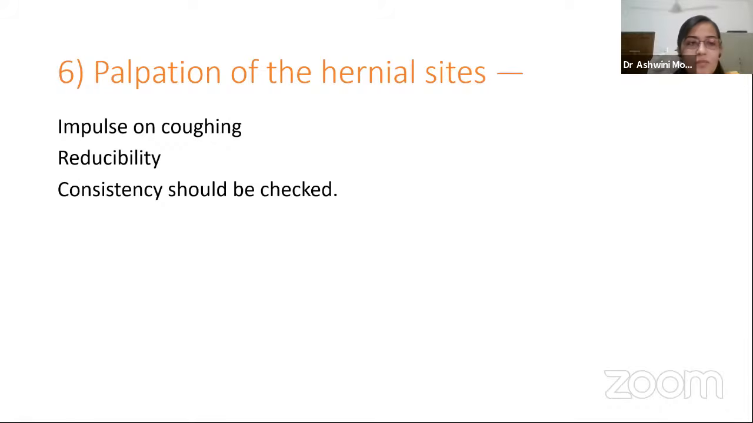Same diagram we have to remember: both inguinal, direct, indirect, femoral, saphenous or umbilical hernia, paraumbilical, epigastric, any incisional hernia is there or not. If the cough impulse is present or if any prominent swelling is present, we have to check for the reducibility of it. Is it reducible or not? And if it is reducible and there is a swelling, we have to check consistency also to rule out whether it is bowel in the content or omentum in the content. So this thing we have to palpate on the examination.